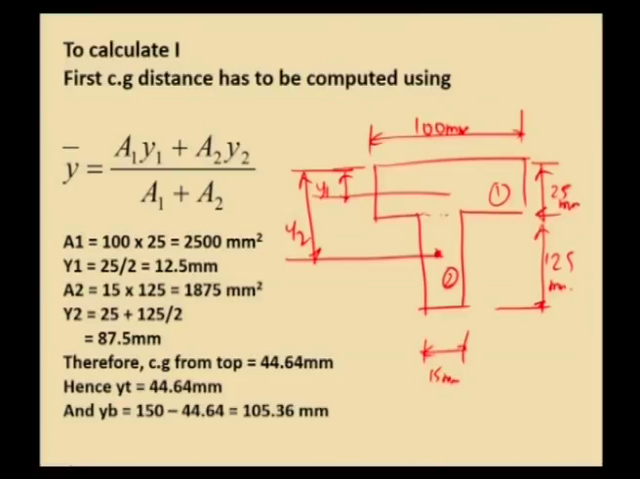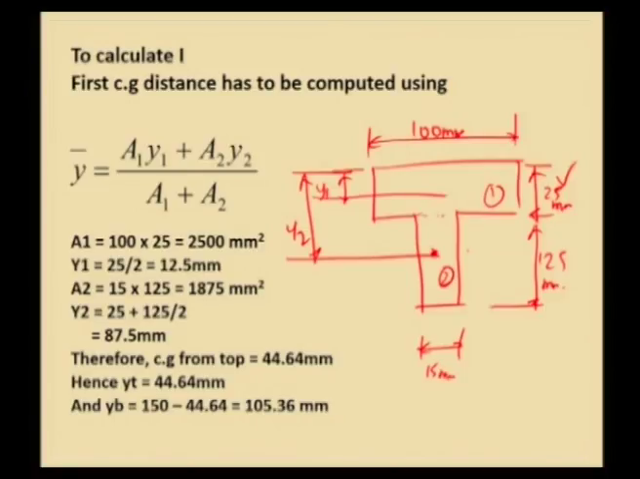So, the value of y2 will be equal to, we have a clear dimension of 25 at the top plus 125 divided by 2, because the CG of element 2 will lie at 125 by 2 from the flange, then it has to be added to the 25 mm at the top. So, 25 plus 125 by 2 will be 87.5 mm.